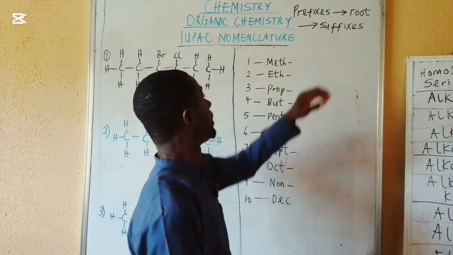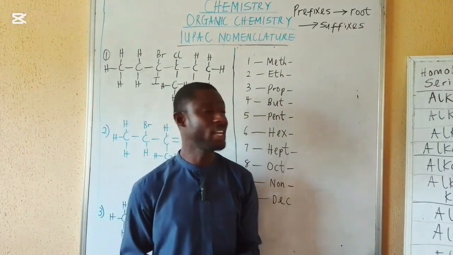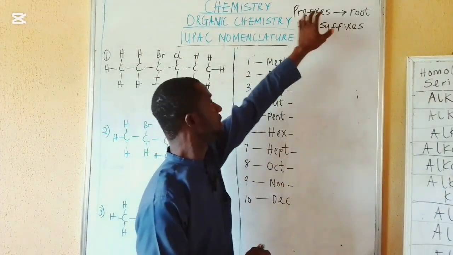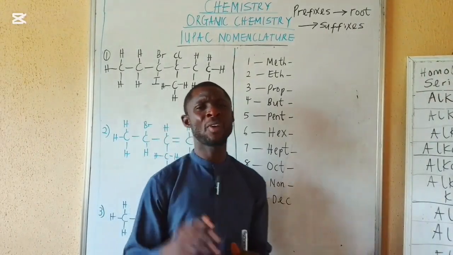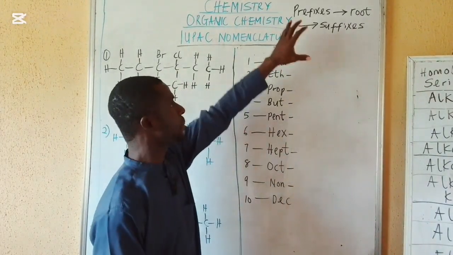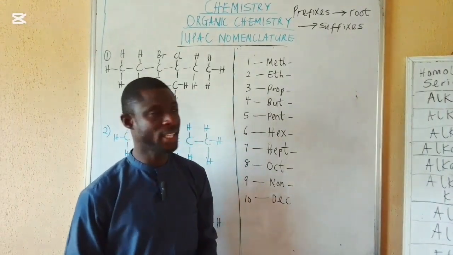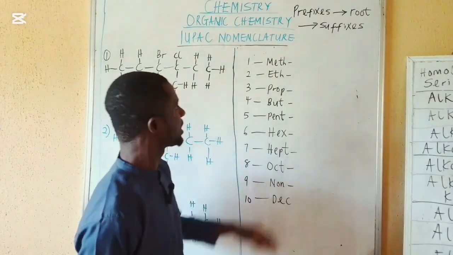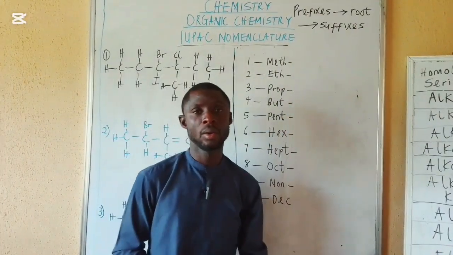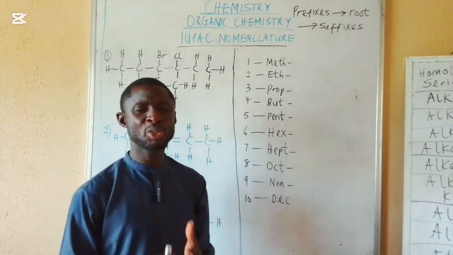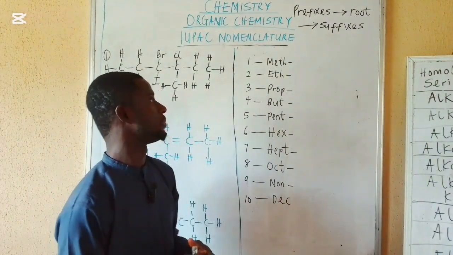The first step is the pattern that the naming of an organic compound takes. We have the prefixes, the roots and the suffixes. In the naming of an organic compound, you are always going to see this pattern being formed. So first, what are the prefixes? Prefixes means the substituent that is present in a certain organic compound.